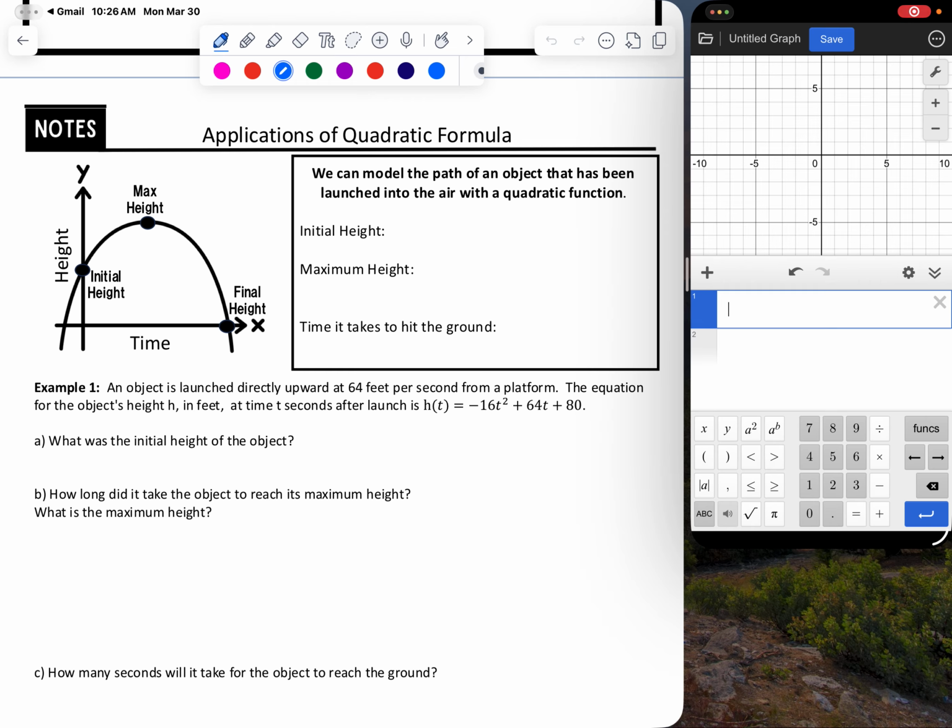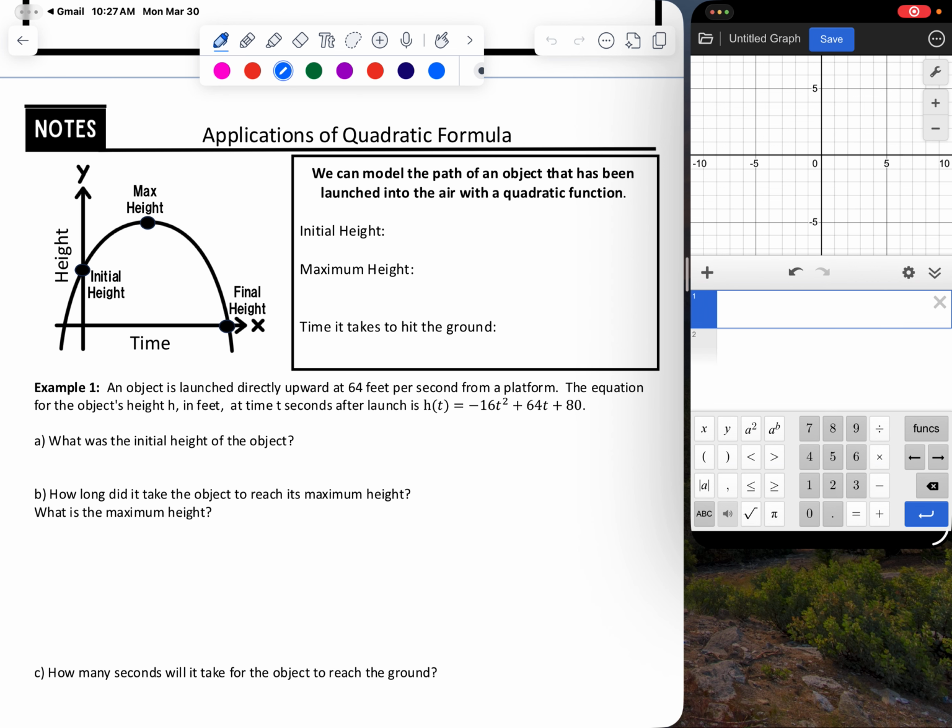Now, there's a couple things that we need to keep in mind when we're dealing with projectile motion problems. The first thing is, what is the particular question asking us for? Because sometimes it'll ask, what was the maximum height of the object? The next question might say, from what height was the object dropped or launched? Or it might say, how long does it take the object to hit the ground? So for each one of those, we use a different part of the path of the object.